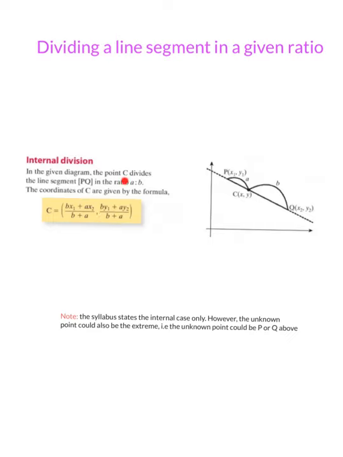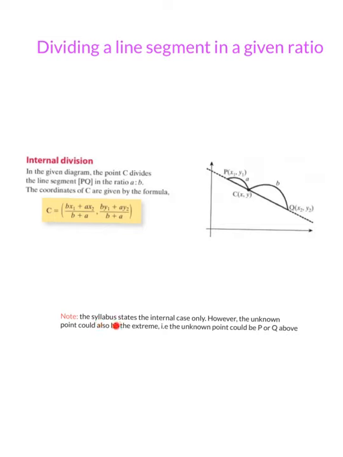Now they will give you that A is to B, so they will give you the ratio. Whatever ratio is first, you label it A. Whatever ratio is second, you label it B. Your x1, y1 and your x2, y2 would be the end points of your line segment. So the first point of your line segment, which would be P here, you label it x1, y1. And the second point, you label it x2, y2.